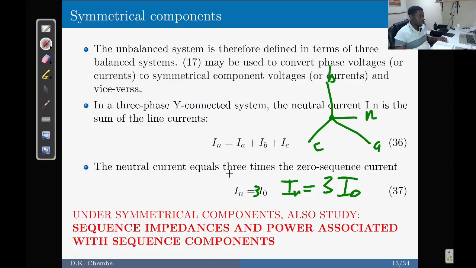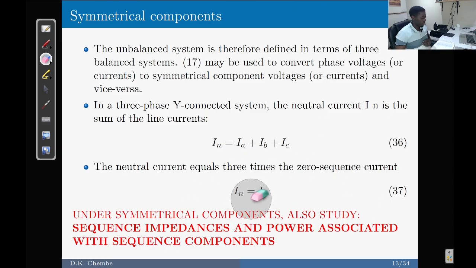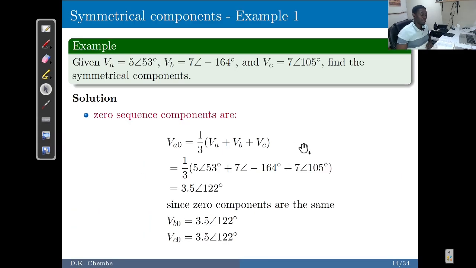And so it's very interesting for you to also take a look at sequence impedances. Although I'll cover that in the next video, the sequence impedances are what we use to find the faults when we look at fault analysis. I will introduce briefly, with examples on three-phase faults, and then you shall see what I'm talking about.